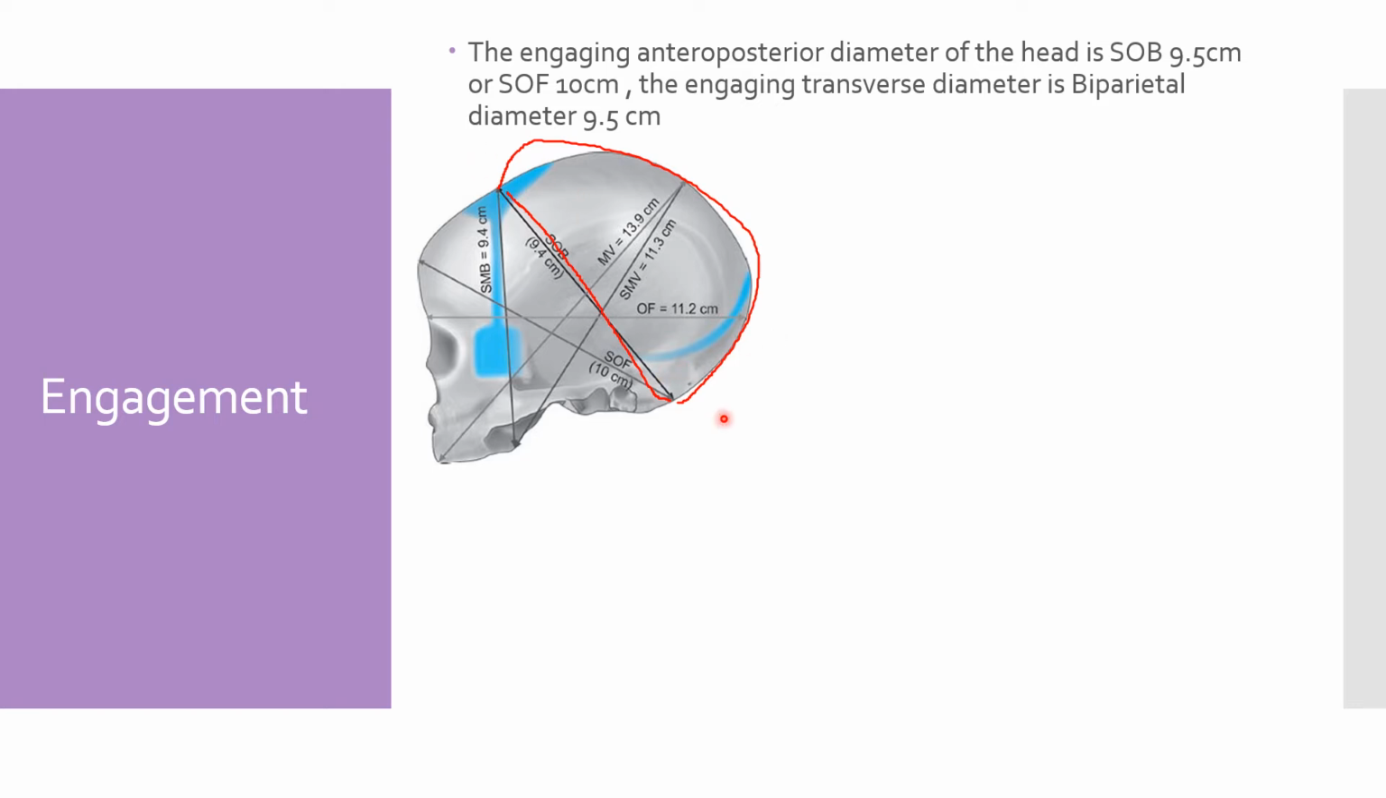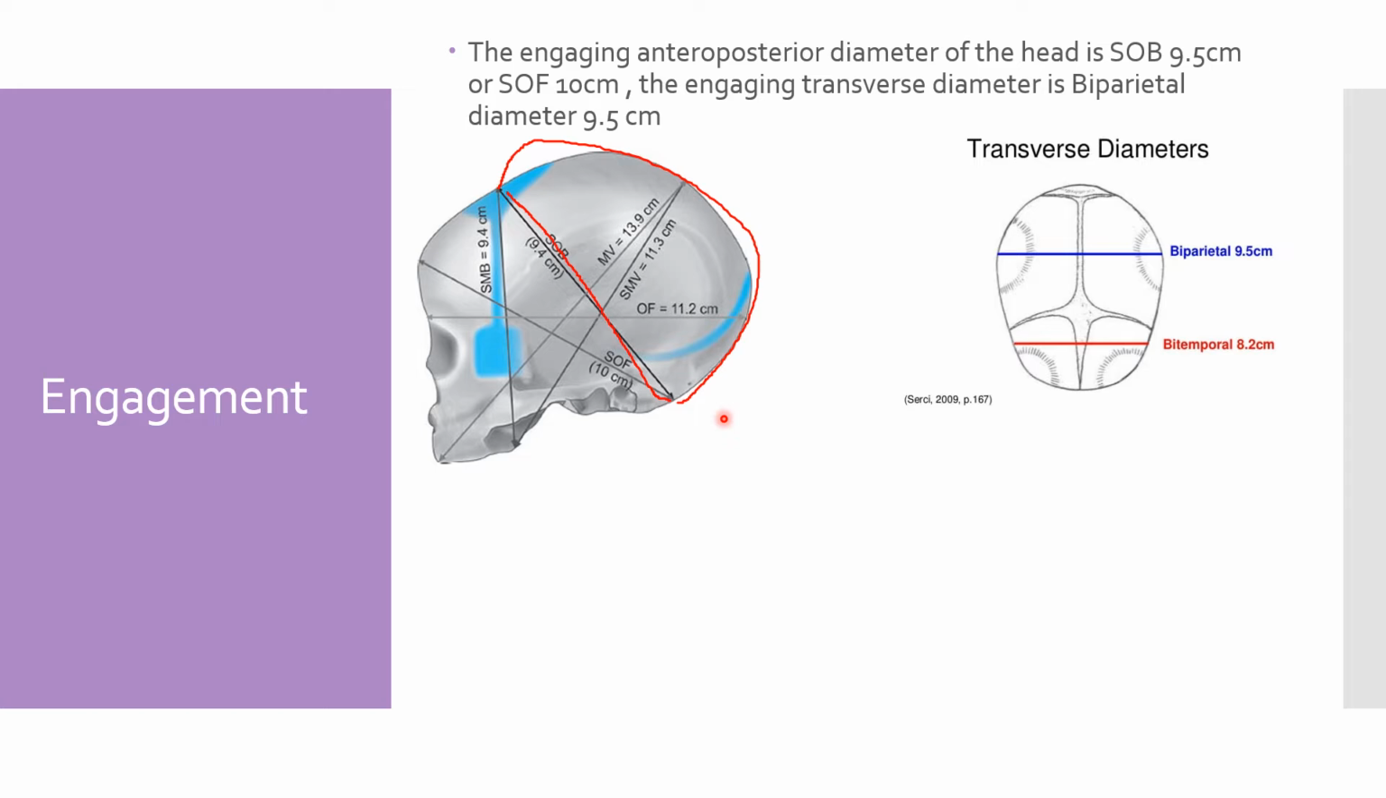Clear? Then the transverse diameter. The engaging transverse diameter is the biparietal diameter. Biparietal diameter from where to where? Between two parietal eminences. See this one, we can call it the parietal eminence, the center part. So between two parietal eminences we can consider as the biparietal diameter, that is 9.5 centimeters. Clear?